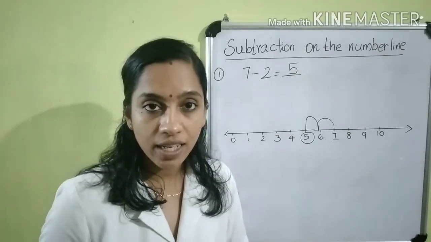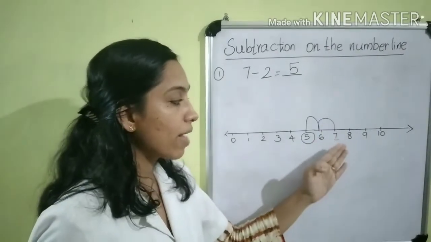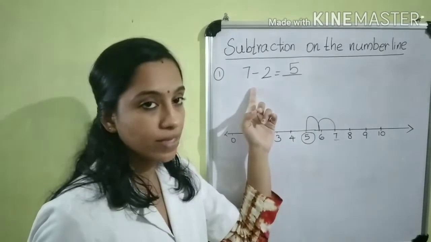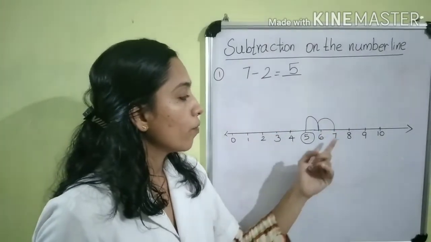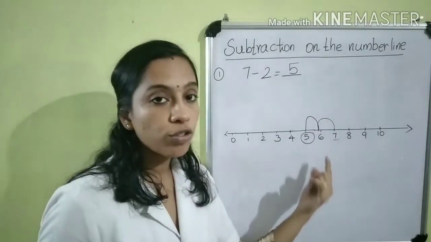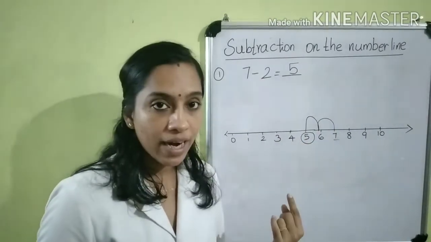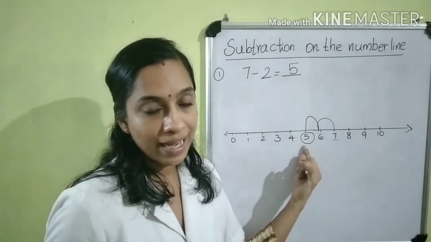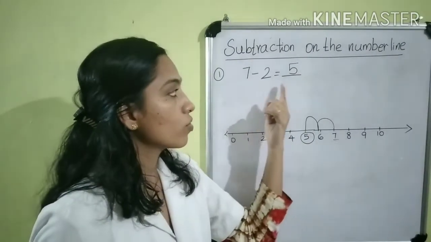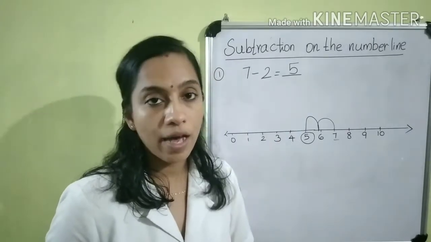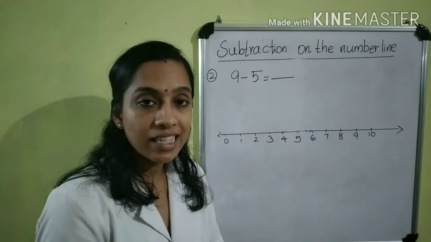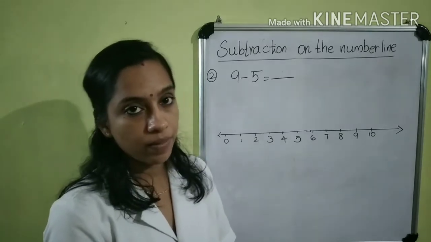What have we done here? We have started from 7 and we have to subtract 2 from 7. So, we draw 2 gems in the backward direction and we are landing on the number 5. That is, 7 minus 2 is equal to 5. Is it clear? Okay.